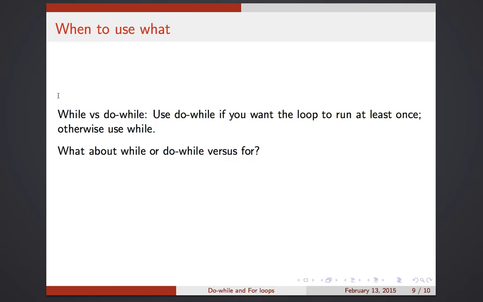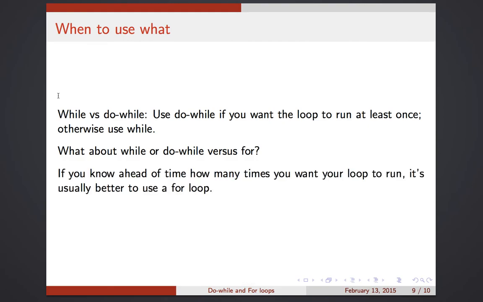The more experience you have, the more you will be able to see when one kind of loop is easier or better to use than another. But here are some general guidelines. If you know ahead of time how many times you want your loop to run, it's usually better to use a for loop. Suppose you know you want your loop to run 5 times or 8 times or whatever. A for loop gives you that exact control. Of course you can mimic it with a while loop, it's not impossible, but the for loop syntax is set up so that if you know how many times you want your loop to run, it's just easy to do.